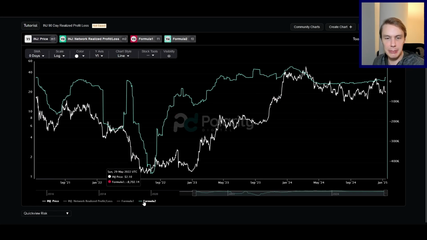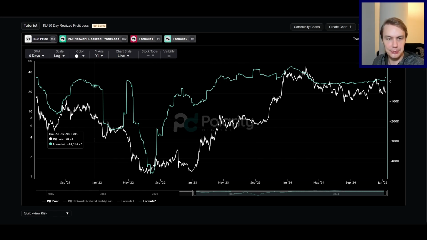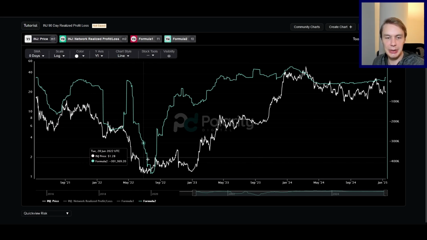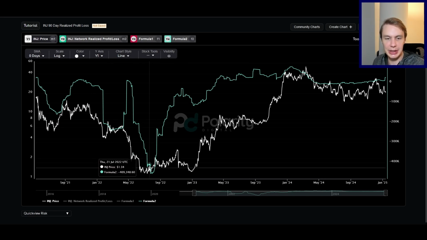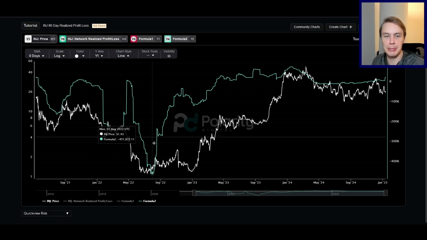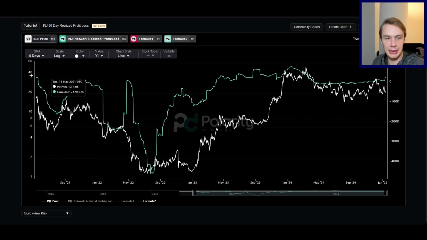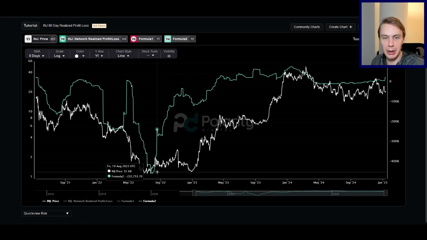Then I like to look at a moving average across 90 days. So this is basically telling us the number of INJ that were moved in profit or loss over a rolling 90-day period. And so you can see that when you get to the bottom of a bear market, you tend to see a lot of selling at a loss. This is capitulation. This is people who bought in at the top of the prior cycle who are now giving up and dumping their holdings. And that tends to mark the bottom of bear markets.